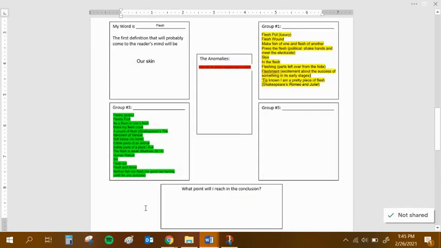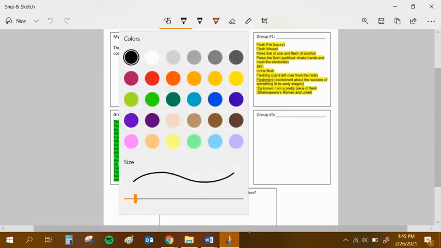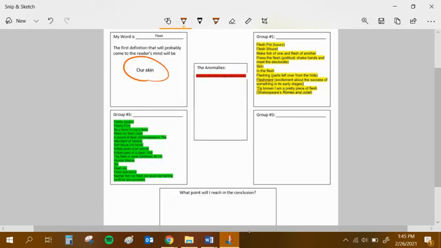So here's my planner. What I wrote is I wrote down the word flesh as my word, and I start off with my most basic definition. So when I hear the word flesh, I immediately think of the word skin. So that was going to be my most basic definition, so I wrote that down here. And then I started grouping things.